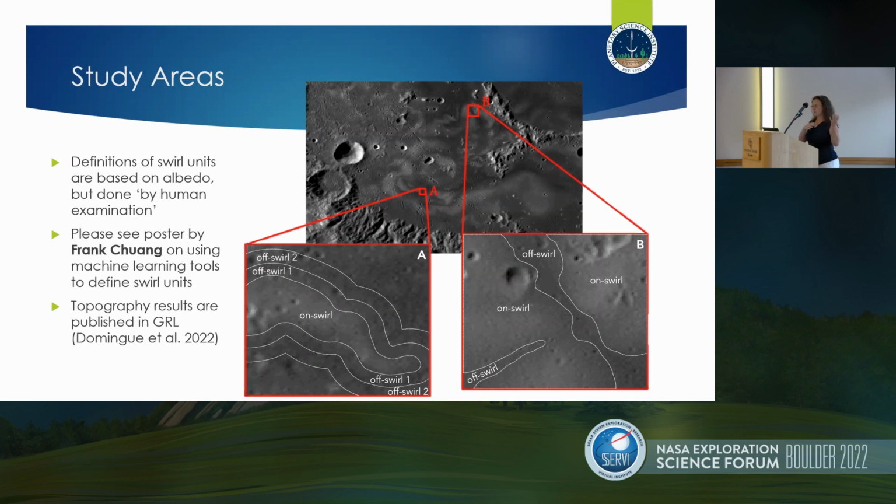Now you see how we've defined on and off in these images. These are done by eye. It's bright, it's on, it's darker, it's off. I invite you to go see the poster this afternoon by Frank Chuang. We've now started applying machine learning tools for defining on and off swirl. These are very close to what the machine learning tools supply, but you might be interested in looking at that application.